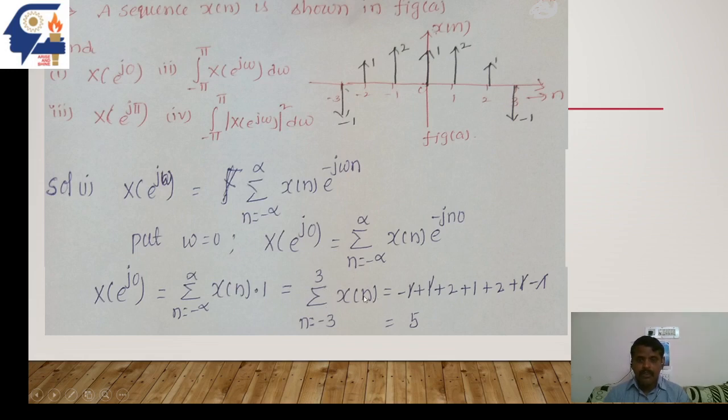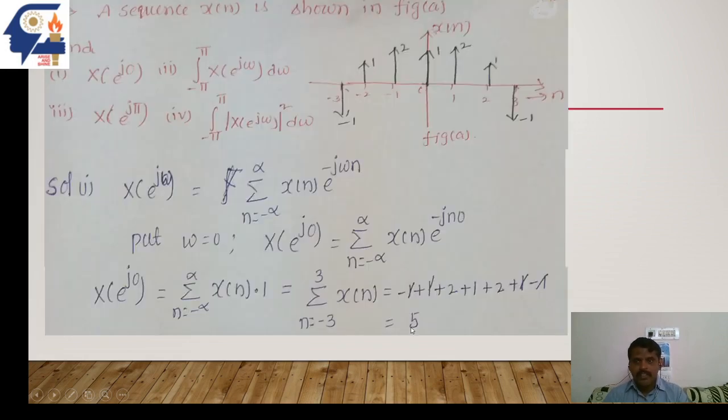Replace n equal to -3, x of -3. When n equal to -3, x of -3 value is -1. When n equal to -2, x of -2 value is 2. When n equal to -1, x of -1 value is 2. If you add all this, you will get capital X of e power j 0 is equal to 5.